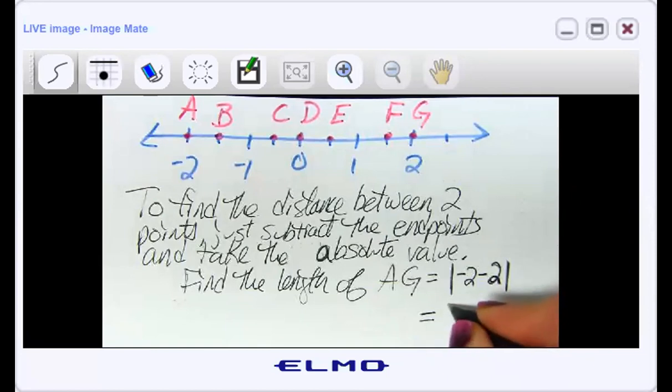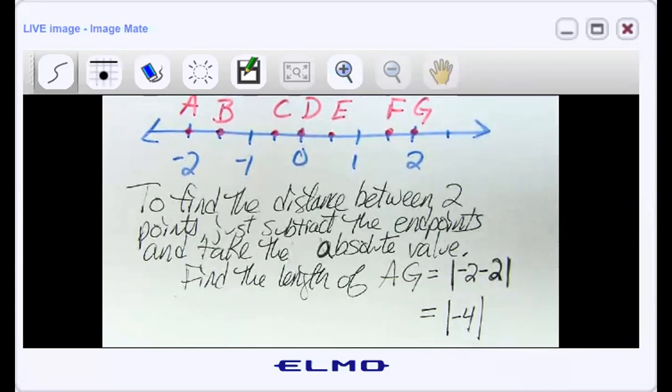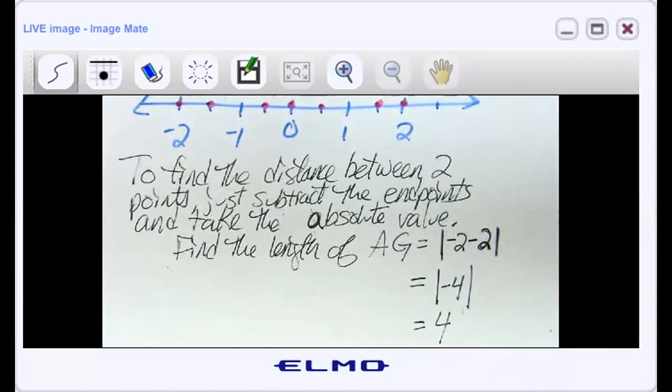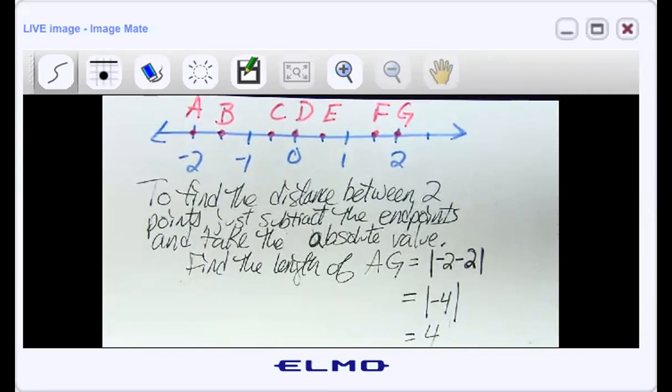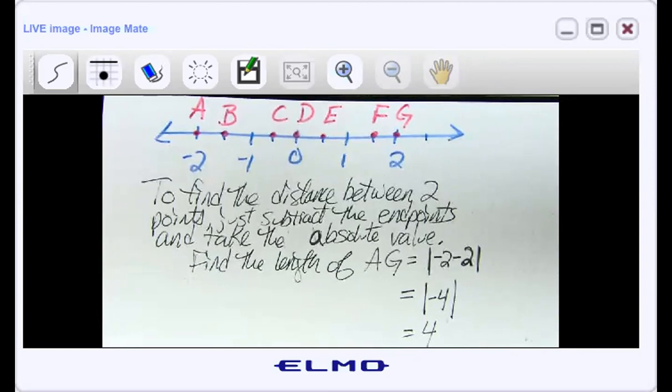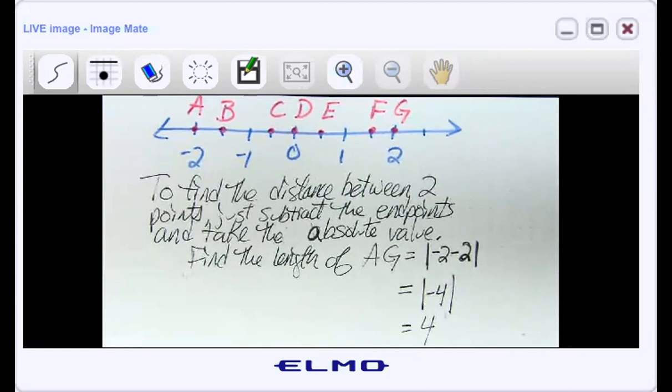-2 - 2 is? -4. Yes, thank you. And now my last thing. Now I do the square root. And obviously the square root of -4 is just +4. So that makes sense. And yes, if I look at my original number line, yes, okay. You mean the absolute value, not the square root, right? Oh. Yeah, sorry, I didn't realize I said square root. Absolutely, absolute value is what I mean. Yes, so the absolute value of -4 is +4. That's what we're looking for.